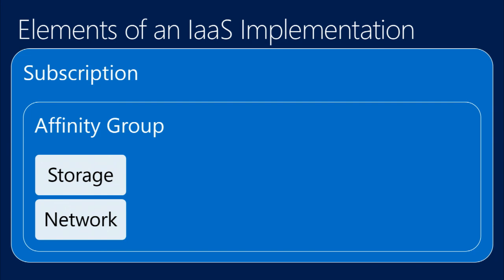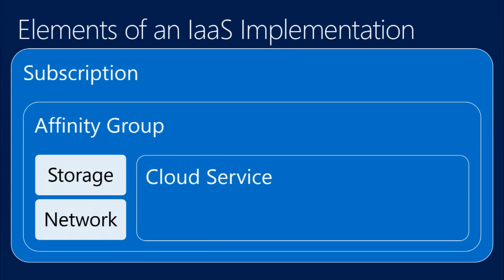Then we have this thing called a cloud service. Now, a cloud service is, think of it as a logical bucket and a gateway. Okay? You can put different VMs into a cloud service. And a cloud service has a public IP address and has a public DNS entry.